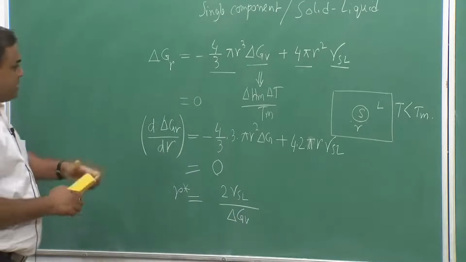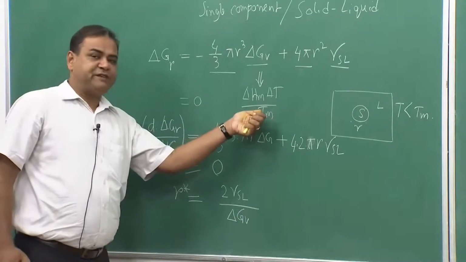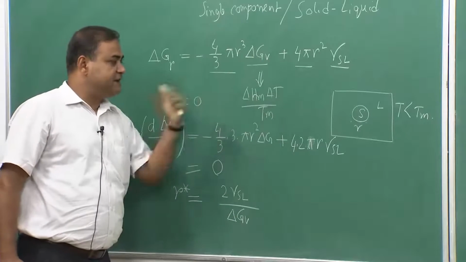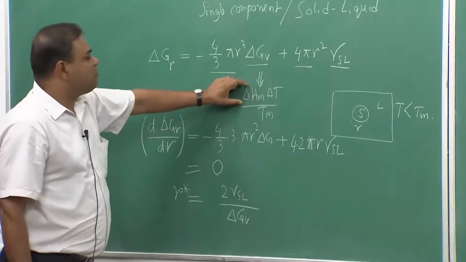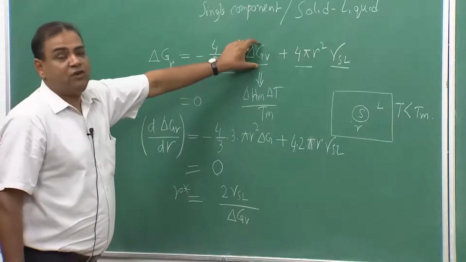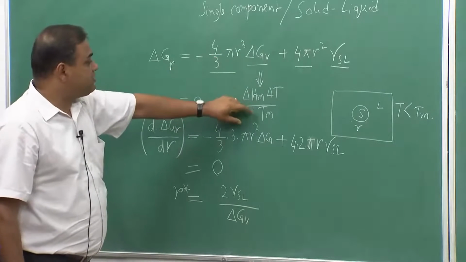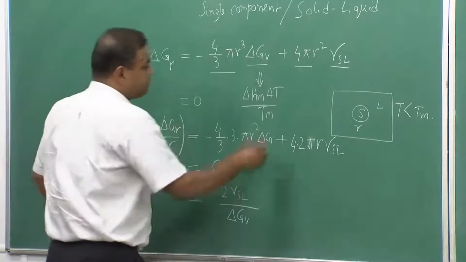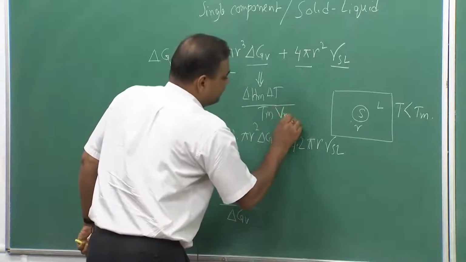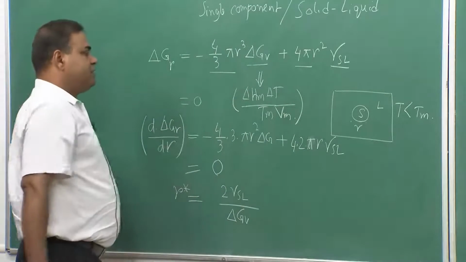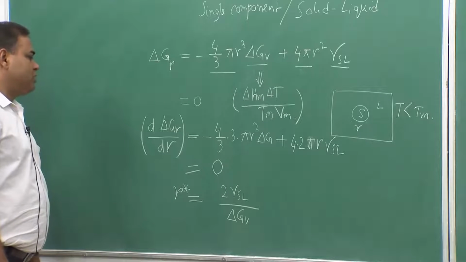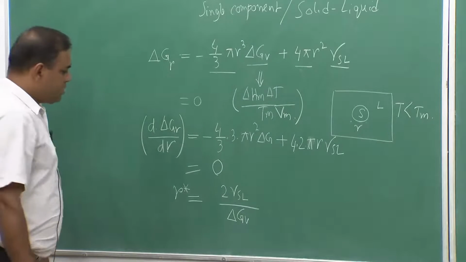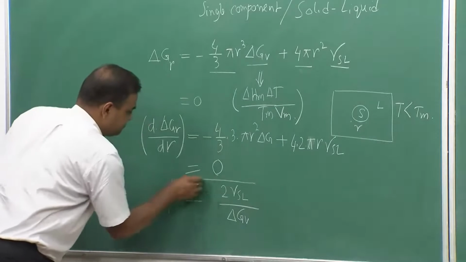Now, if we see this expression for del G V, there is a small problem. The problem is this term is a molar term, but this term is a volume term. So, in order to make it a volume term, we have to divide it by Vm. We have already seen that. We have already done this particular treatment to convert molar to volumetric. Now, this is a critical expression.